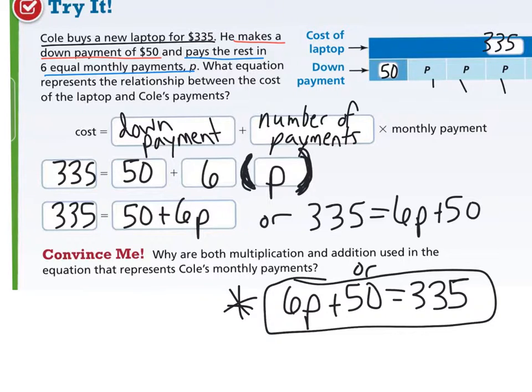If I have a choice, I'm going to probably write it like that, with the variable on the left side first, and then the rest of the equation after that. But technically, any of those 3 options, those are all equivalent equations. And understand at this point, they are not asking us to solve and figure out how much the payments are. They're just asking us to write the equation. So we write the equation and we're done for right now.